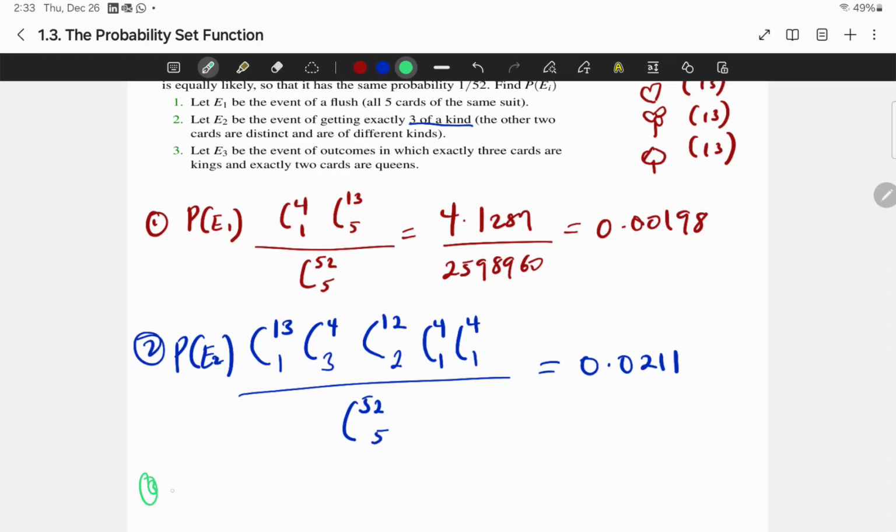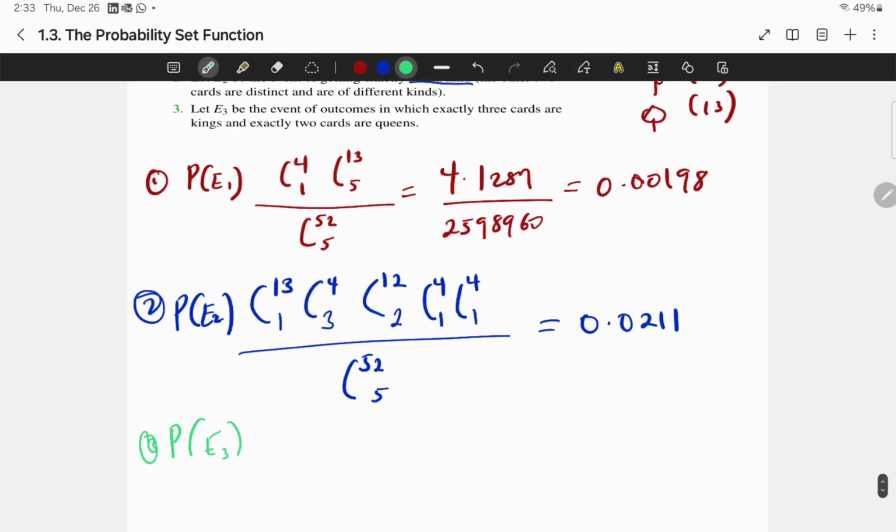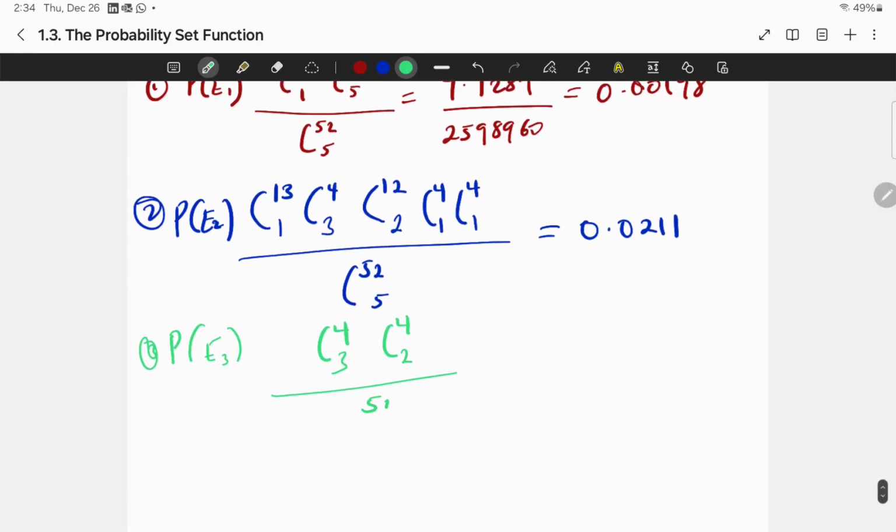So lastly, question 3, the probability of E3. Let E3 be the event of an outcome in which exactly 3 cards are kings, and we only have 4 kings, so out of the 4 kings we pick 3, and exactly 2 cards are queens. We also have 4 queens, then we pick 2. And that gives us over 52 choose 5. And if we also solve this, we have something like 0.0000.